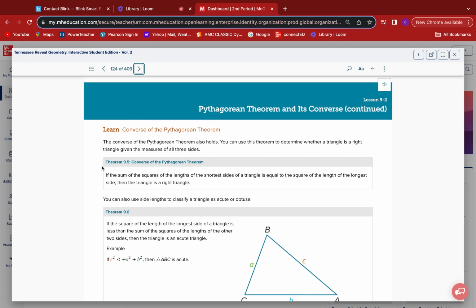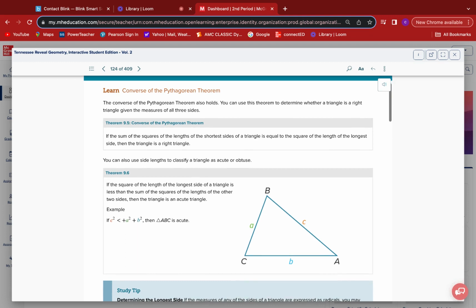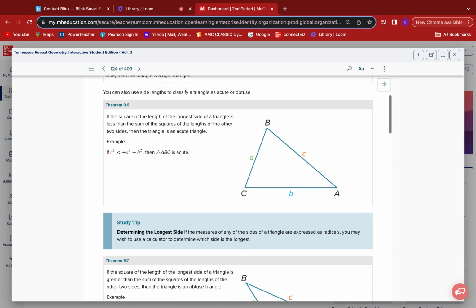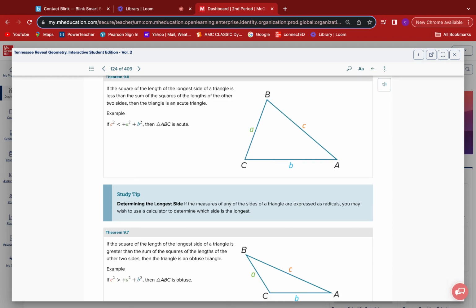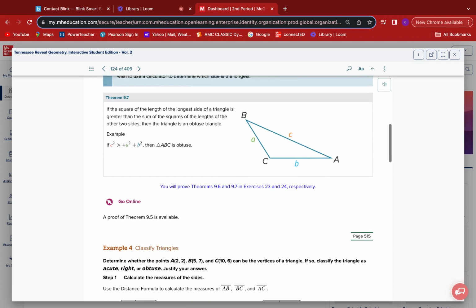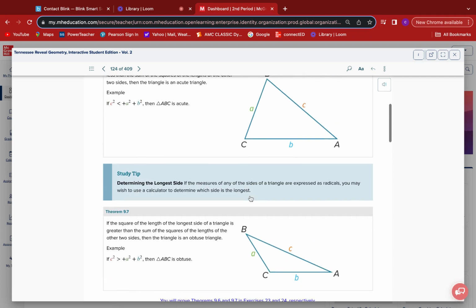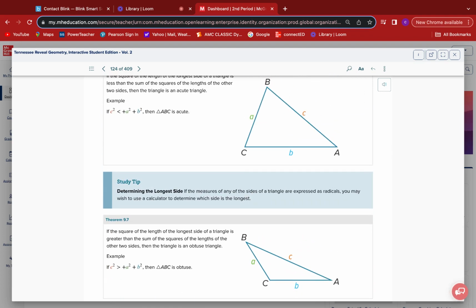Okay, so I am on page 515. In the middle, they're talking about the converse. Let's see here. If the square of the length of the longest side is equal to the sum of the squares of the other two sides, then it's a right triangle. So it looks like they're determining the range of what it's going to be, whether it's acute or obtuse. Yeah, that's what they're doing.